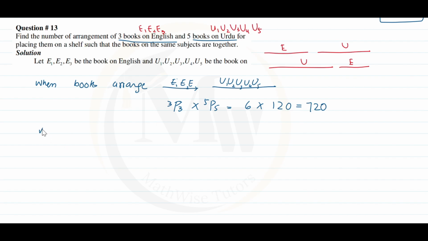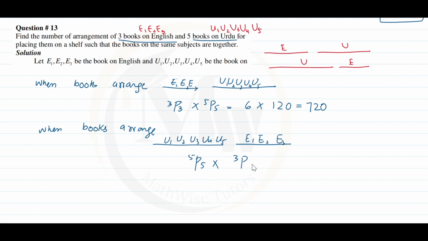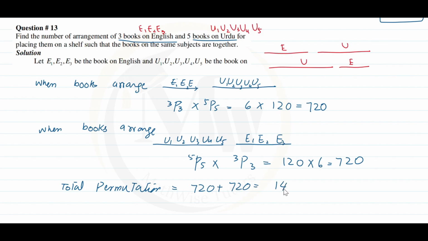And when books are arranged the other way, first you have Urdu books and then you have English books, this is 5P5 times 3P3, which is again 120 times 6. That's the total number of ways, 720. So the total permutation for arranging all is equal to 720 plus 720, which is equal to 1440.